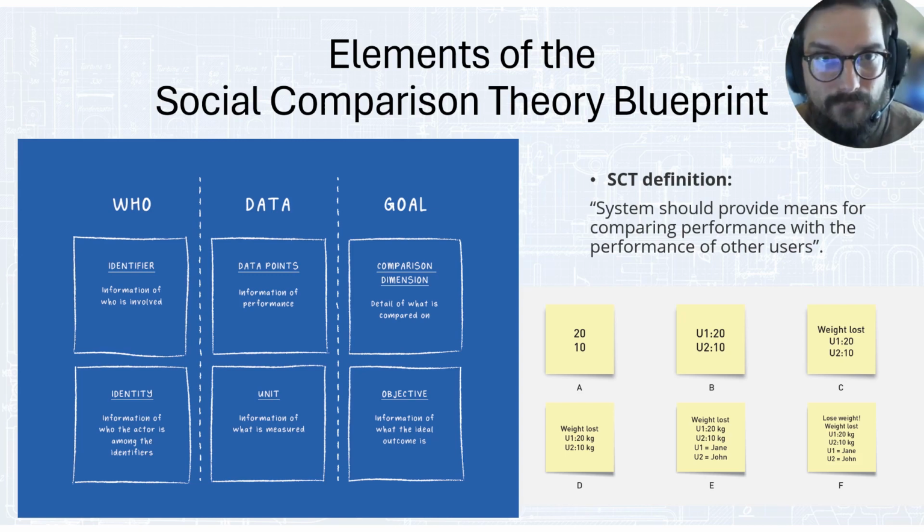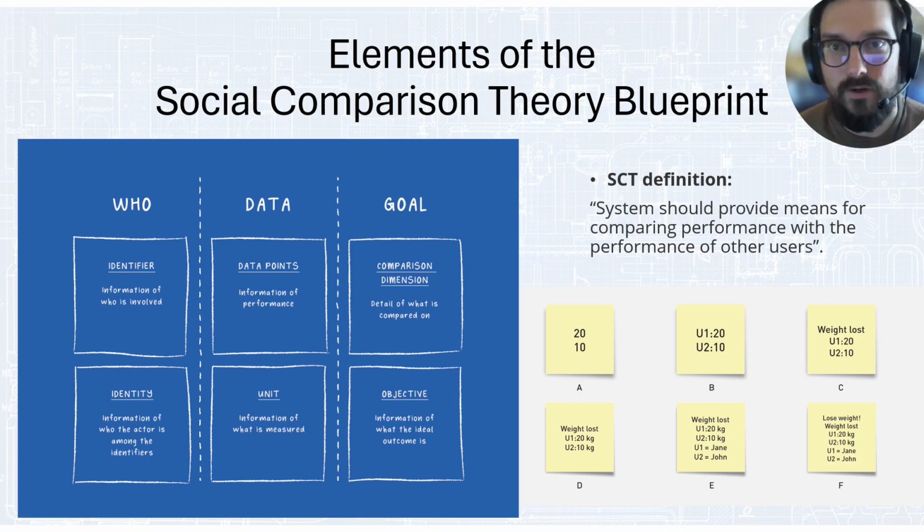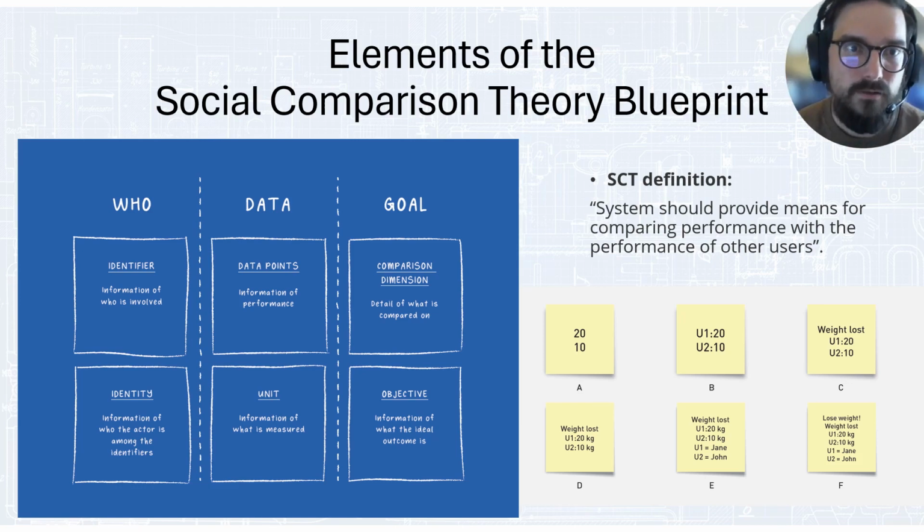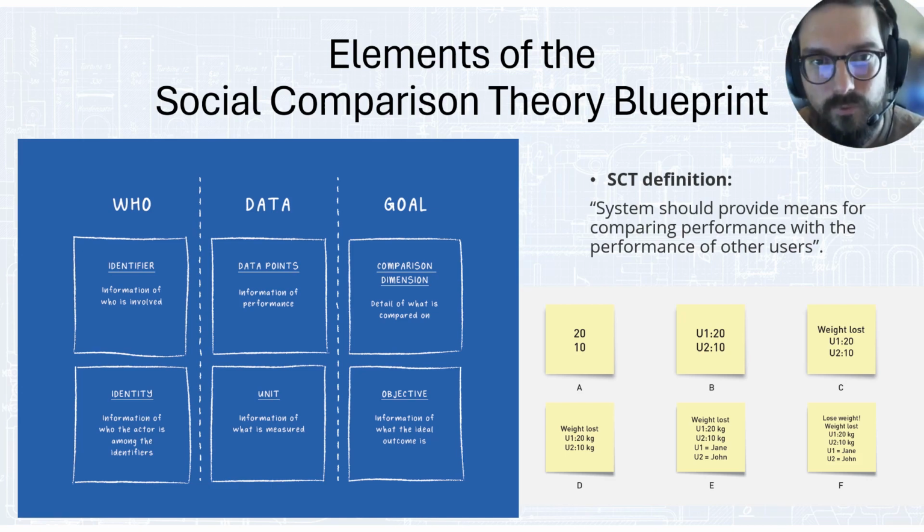Based on the results of the steps presented, we can address research question 2, what are the minimal building blocks needed to describe a social comparison design, which is our final blueprint. Our final blueprint consists of 6 building blocks. Who is involved in social comparison is covered by 2 blocks of identity and identifier. What data is used to allow comparison is covered by the 2 blocks of data points and unit. And lastly, the overall goal of the design is covered by the 2 building blocks of comparison dimension and objective. These minimal building blocks all adhere to the simple definition of social comparison that we used as a starting point.